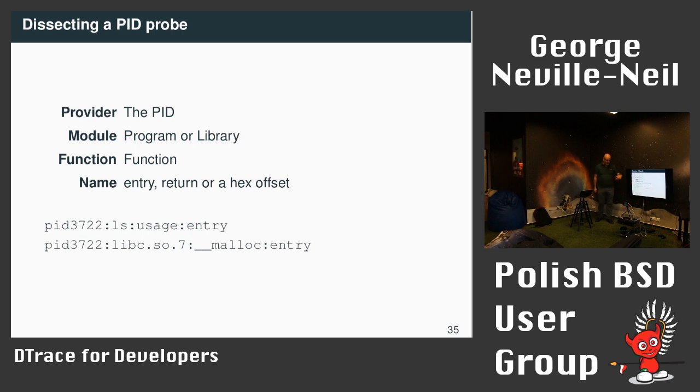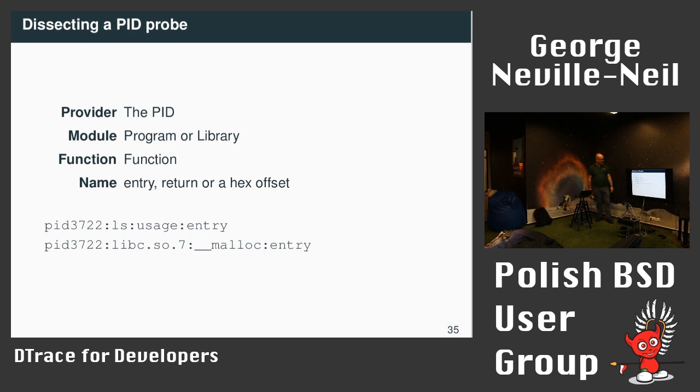In the user space case, the provider is the PID, right? Now, that means that each time you would actually get a different PID, so you use a variable called target, which I'll show you, which you can look at later. In this case, the module turns out to either be the program, ls, the executable, or one of the libraries, libc or any other library that's linked into the program. And the function's a function, just like usual.